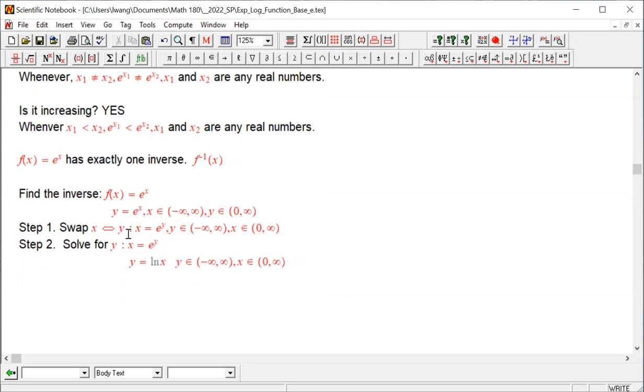The relationship is dictated by the definition. That is, if y is natural log x, ln x, if and only if x equals e to the power y. So that's the relationship. As a result, we found the inverse function. And that inverse function is ln x.